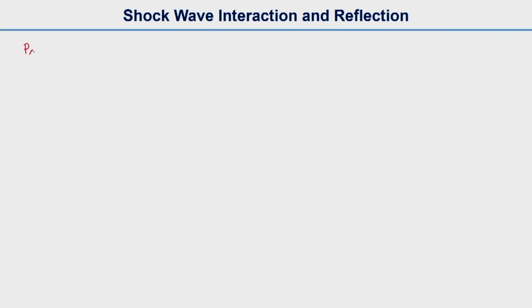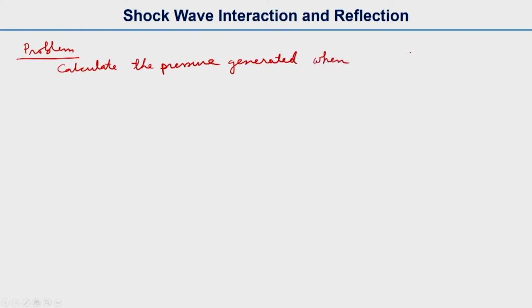The problem is, let's say we need to calculate the pressure generated when, let's say, some 50 gigapascal pressure pulse is traveling from material A to material B.